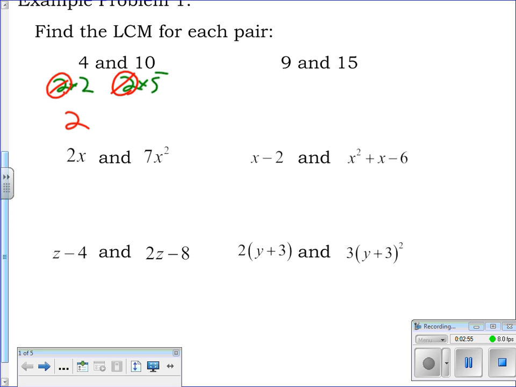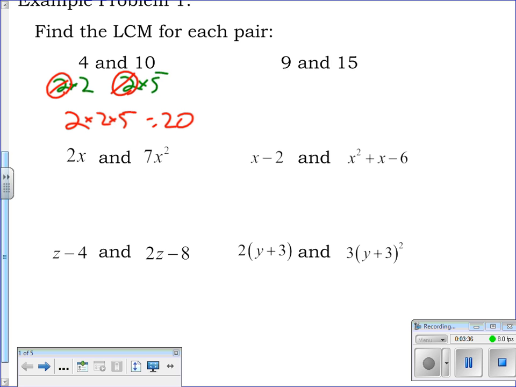Now, to get my least common multiple, anything else that I haven't already crossed out or circled needs to be listed. So this 2 is taken care of. This one was not. I need to have that in there. This 2 is taken care of. This 5 was not. I need to have that in there. Okay, so I list what's shared, and then anything from either grouping that wasn't already taken care of by the shared ones. Multiply them out. 2 times 2 is 4 times 5 is 20. The least common multiple of 4 and 10 is 20.